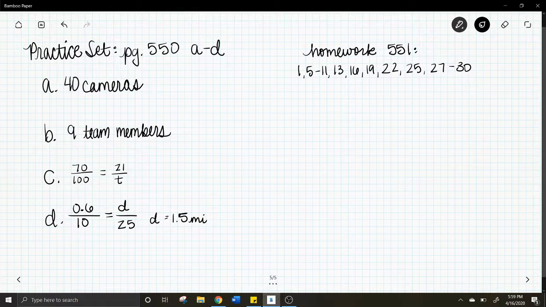Okay, so if you're all done, please move on to your homework. It's on page 551. The problems are listed right here if you want to write those down while I go over the next few problems.